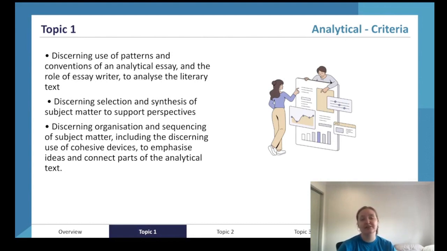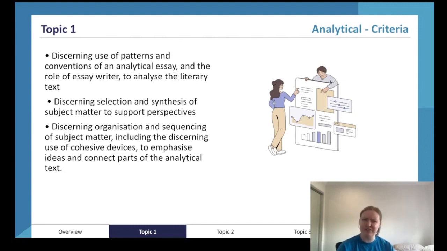All right. Discerning use of patterns and conventions of an analytical essay and the role of essay writer to analyze the literary text. As I mentioned earlier, your marker is really interested in the intentional choices that you're making as an author, so you need to be aware of your voice, tone, and style as an essay writer. You need to be writing in an academic voice, you need to be discerning in the way that you write, and you need to have a really clear argument. That is the most important.